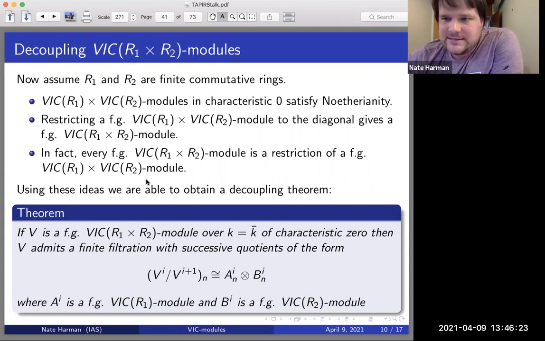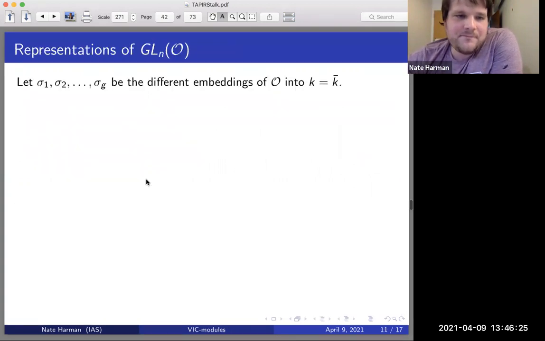All right, so that's that story. Now let me say a bit about what happens for GL_N of O, trying to generalize the integer case. Instead of just having Z sit inside my algebraically closed field, there are a bunch of ways to do it. There's a Galois group's worth of embeddings of a number field into its algebraic closure.